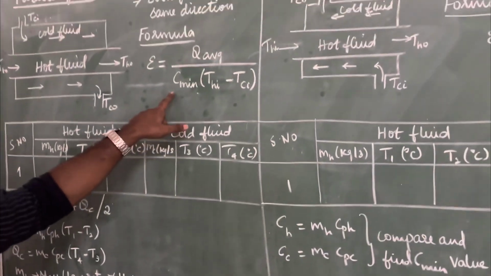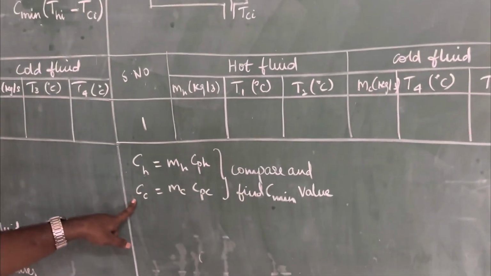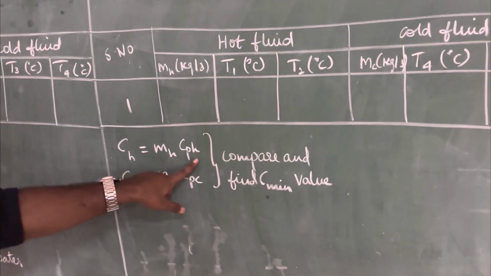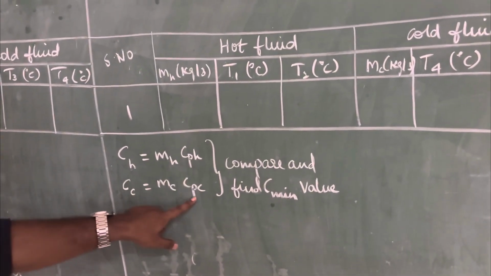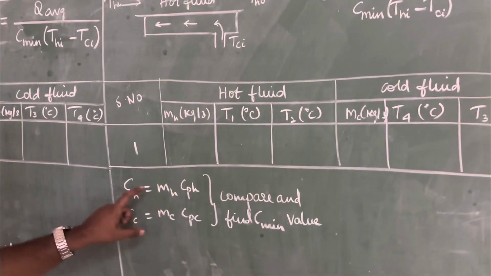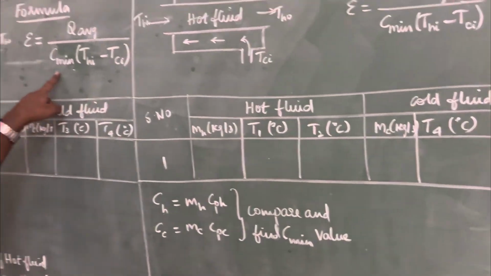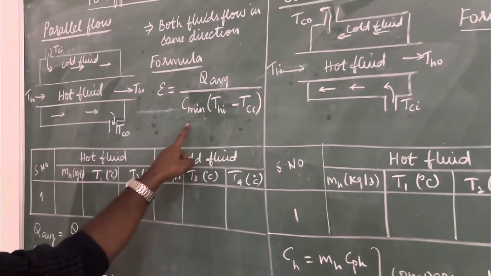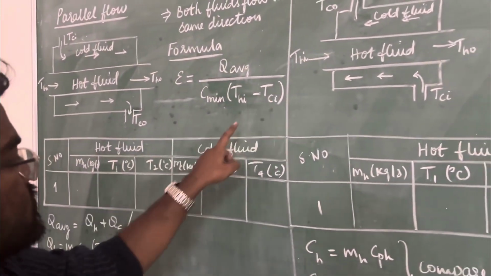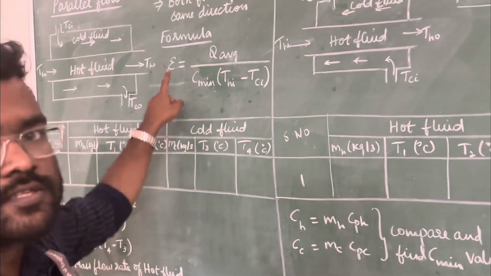Next, in order to determine C minimum, we are going to find the heat capacity rates. CH is mH Cph, CC is mC Cpc. Now we are going to compare these two values. Whichever of these two values is the minimum can be taken as C minimum. You have to substitute here: Thi is the inlet temperature of the hot fluid, Tci is the inlet temperature of the cold fluid. If you substitute, you will get the value of effectiveness.